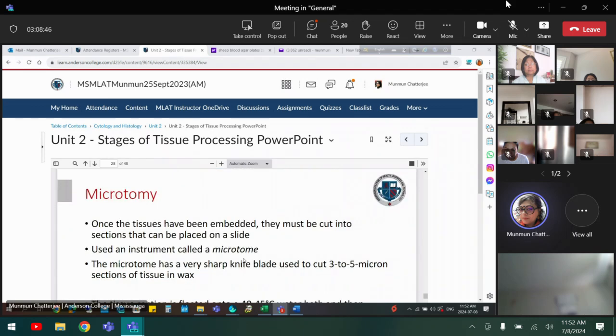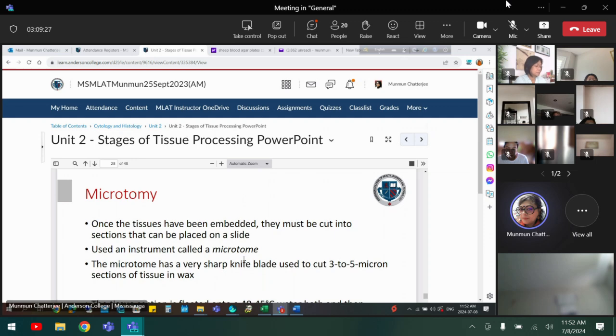So you are going to do the microtomy. What is microtomy? It means sectioning. Once the tissues have been embedded, they must be cut into sections, and then placed on a slide. The instrument used to do the sectioning of the embedded tissue is called the microtome. Tome means cutting, micro means very, very small and thin. So the microtome has a very sharp knife blade used to cut 3 to 5 micron sections of tissue in wax.